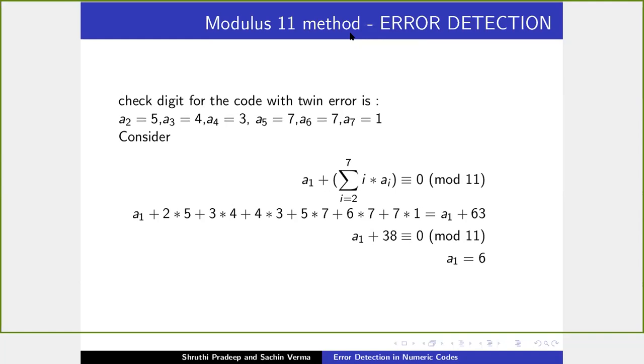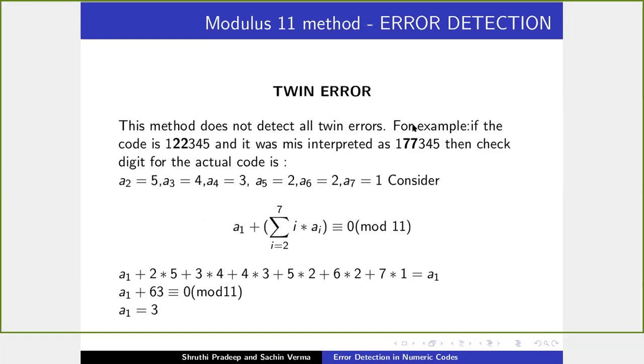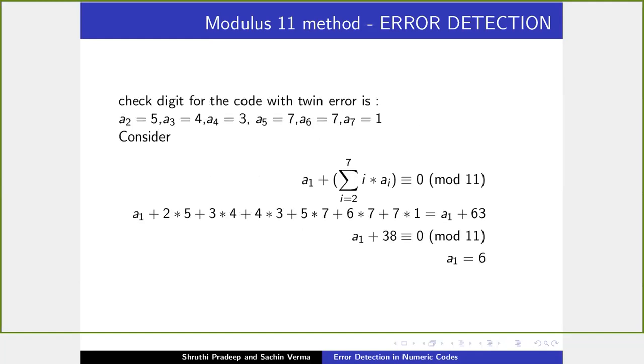It has to be, oh sorry, I think I made some mistake in calculating. So it actually becomes 3 only. So A1 is 63. So the last number I wrote here is 38. Sorry. So it's 63 and giving you 6.